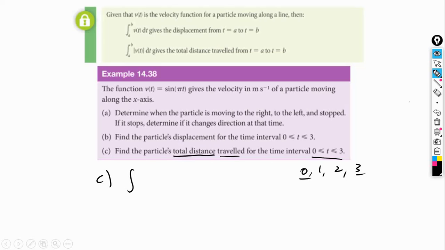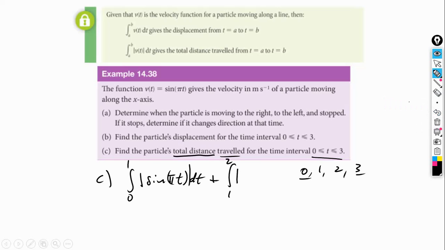So we would integrate from 0 to 1 the absolute value of sine of pi times t dt. That would be the first one. Then we would have to add this to integrating from 1 to 2. Let me do that again.